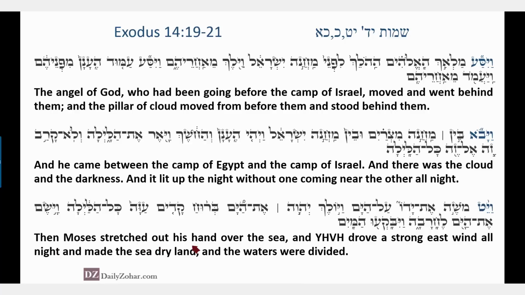Then Moses stretched out his hand over the sea, and Yod-Keh-Vav-Keh drove a strong east wind all night and made the sea dry land, and the waters were divided. Now, one interesting thing here is we see that it made the sea dry land, and then the waters were divided. So how come dry land and then the water divided? In any case, it's a deep study, but everything exists in potential before the actual physical manifestation.